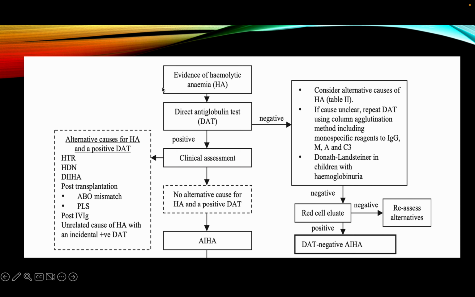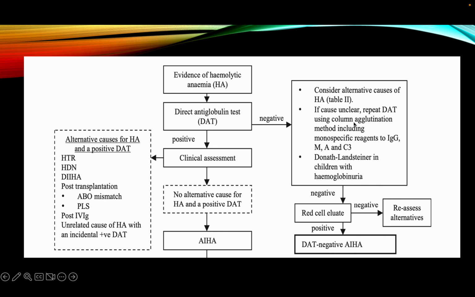First, you look for evidence of hemolysis: elevated bilirubin, elevated LDH, increased reticulocyte count, decreased haptoglobin, and perhaps splenomegaly or some CTD features. Then you get a direct antiglobulin test done. If it is negative, consider alternate causes of hemolysis, any hereditary cause like hereditary spherocytosis, G6PD deficiency, thalassemia or sickle cell anemia. You should look for all those causes.